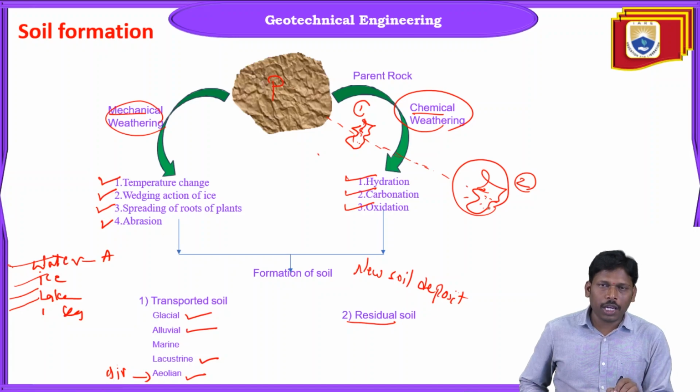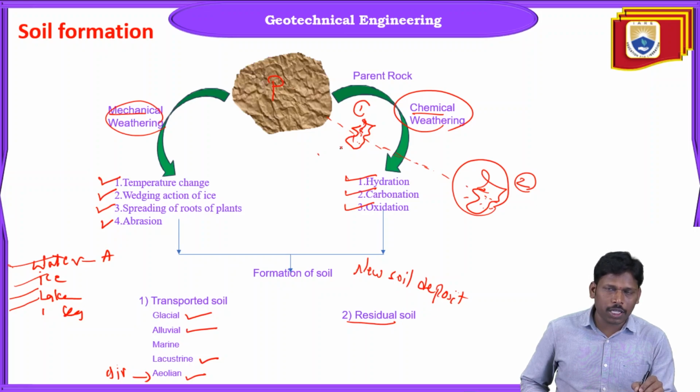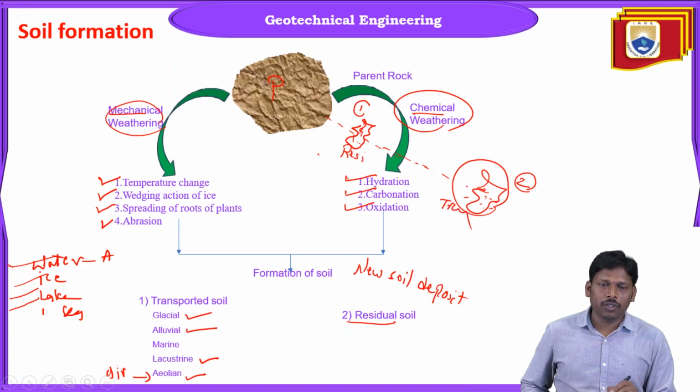Any one of them may be a reason for the formation of this. So initially it is placed very near to the parent rock, and due to these agents it is transported away from the parent rock. Then this is the residual soil deposit, and this is a transported deposit. Whenever the new deposit is very near to the parent rock, we simply call it a residual deposit. Whenever it is formed away from the parent rock, we call it a transported deposit.